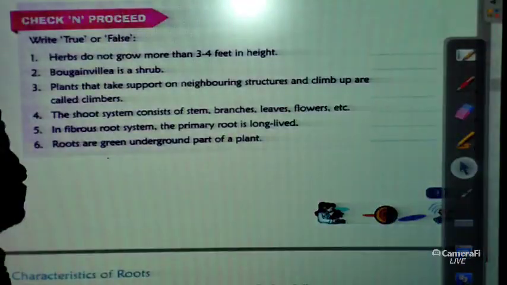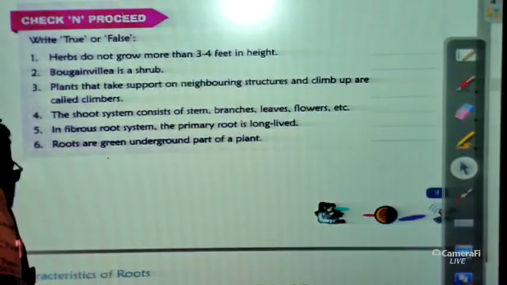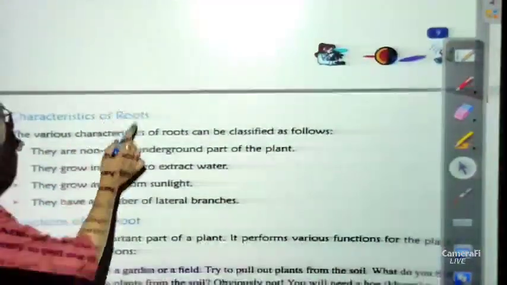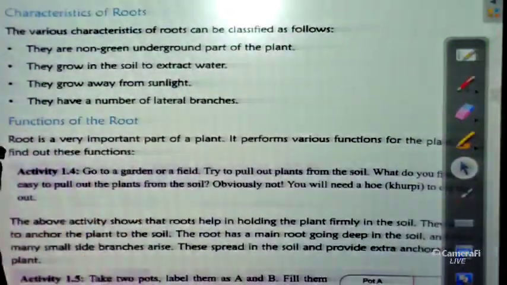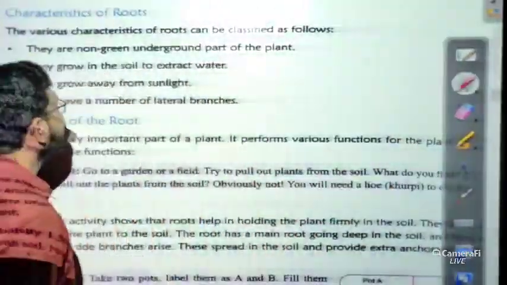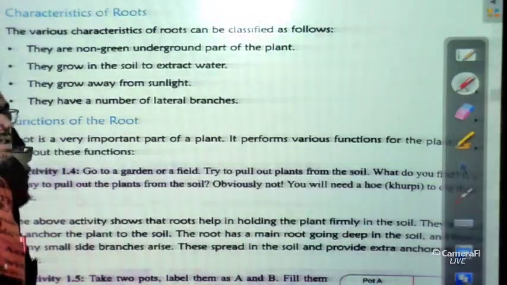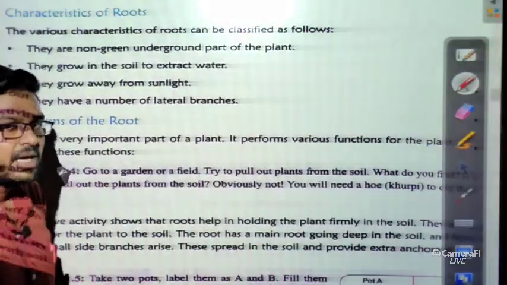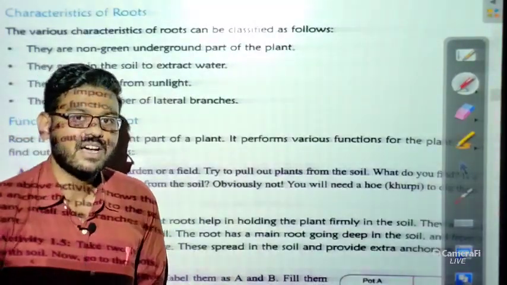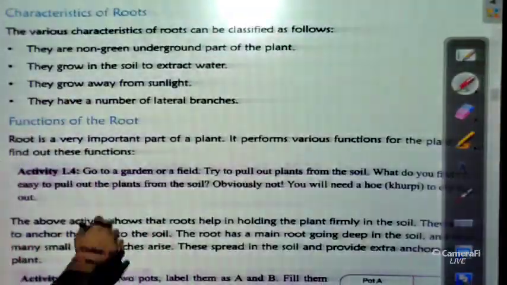Now some true false questions are there. I hope you can do them on your own. Now let us discuss some characteristics of root. These are very important. Characteristics means that by seeing these terms or points, we can find out that yes, this is our root.